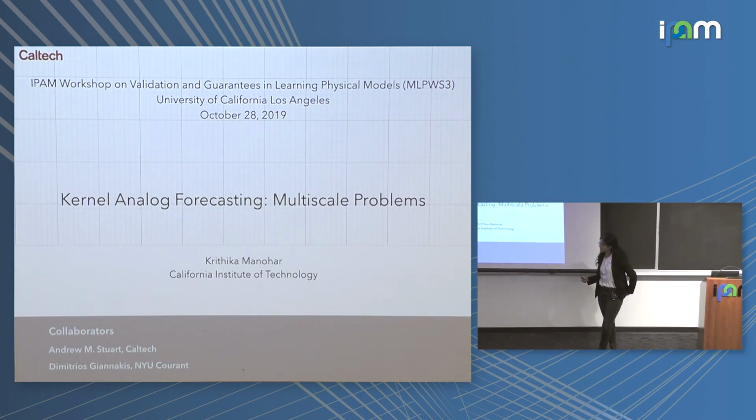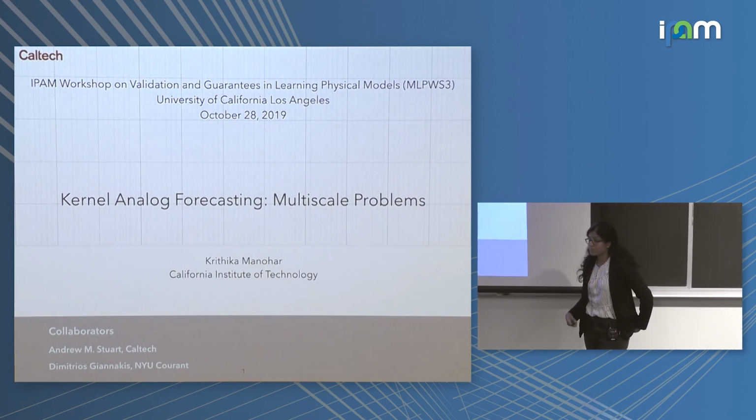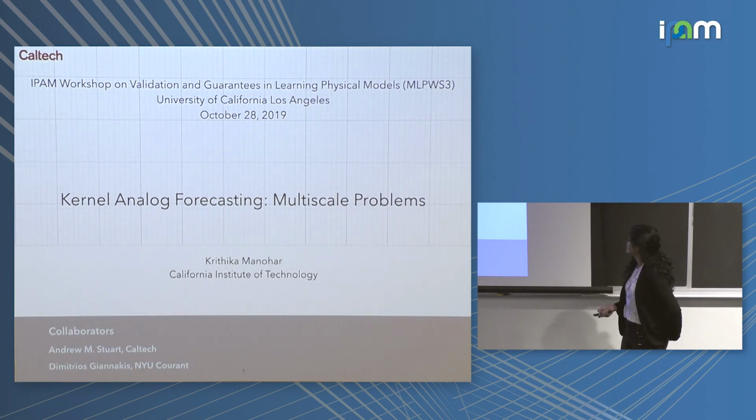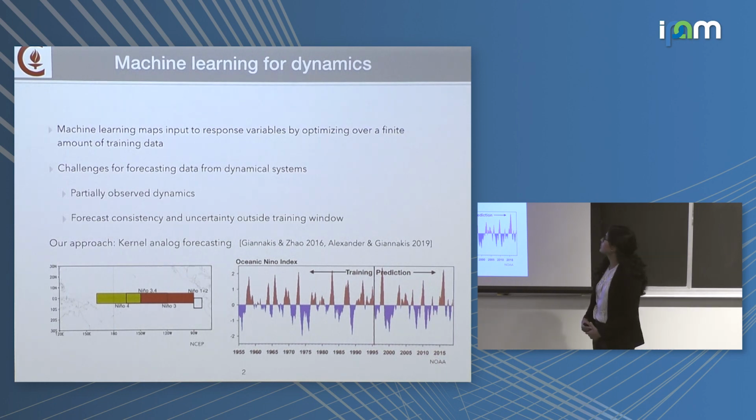So we're going to be using some ideas from kernel methods, reproducing kernel Hilbert spaces and Koopman operator theory in this talk. So machine learning for dynamical systems is a challenge because machine learning maps a finite set of input data to a finite set of response data.